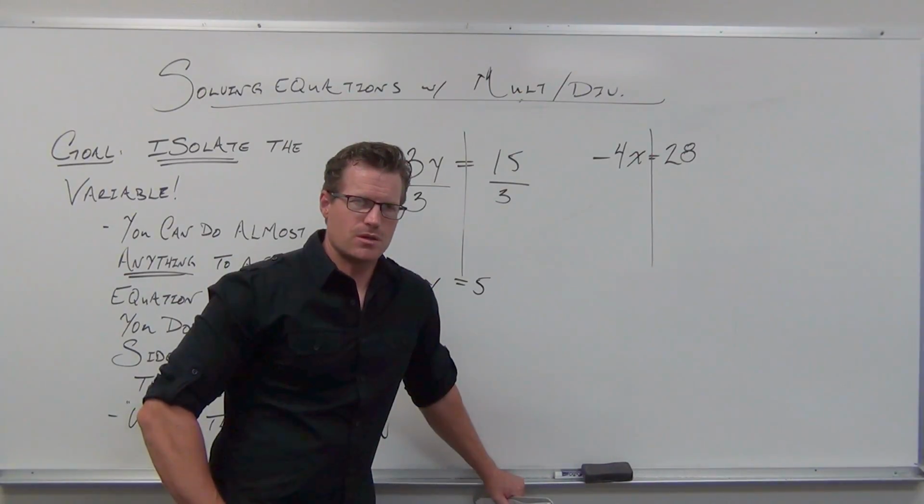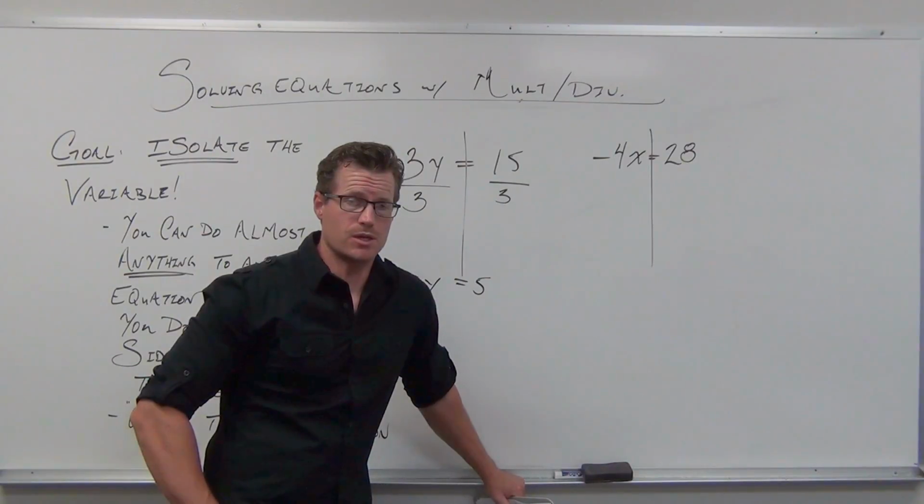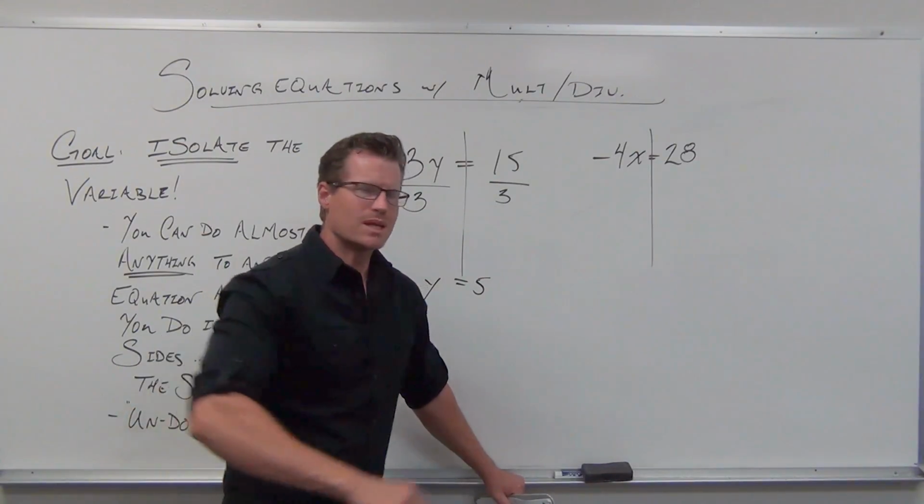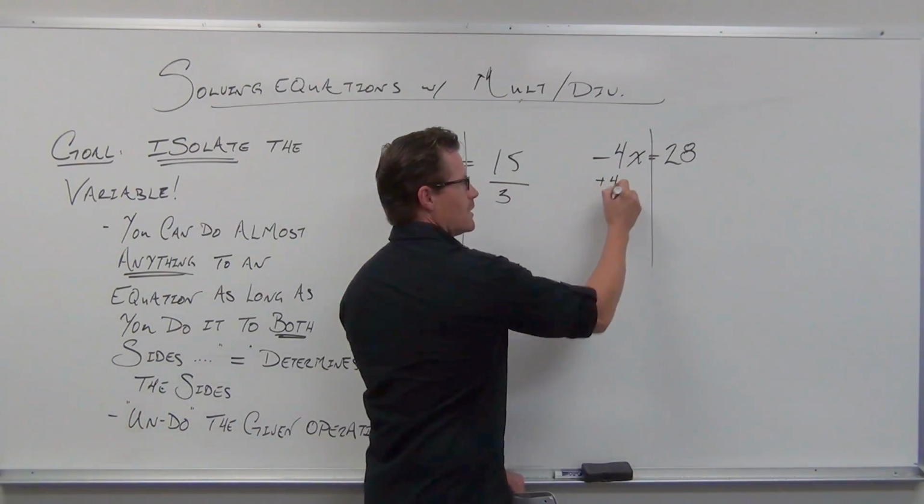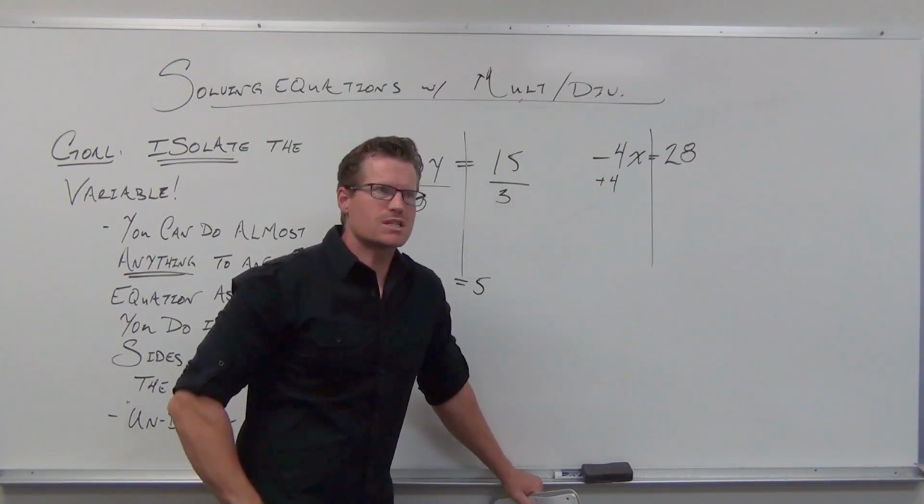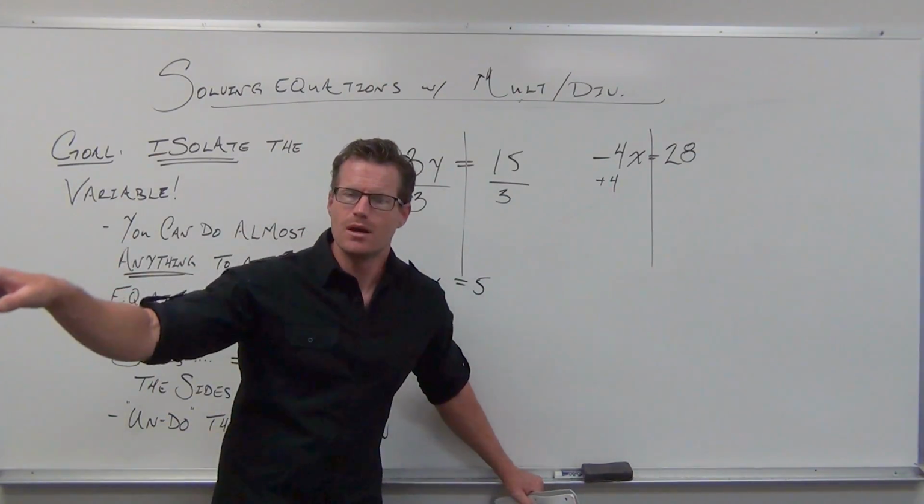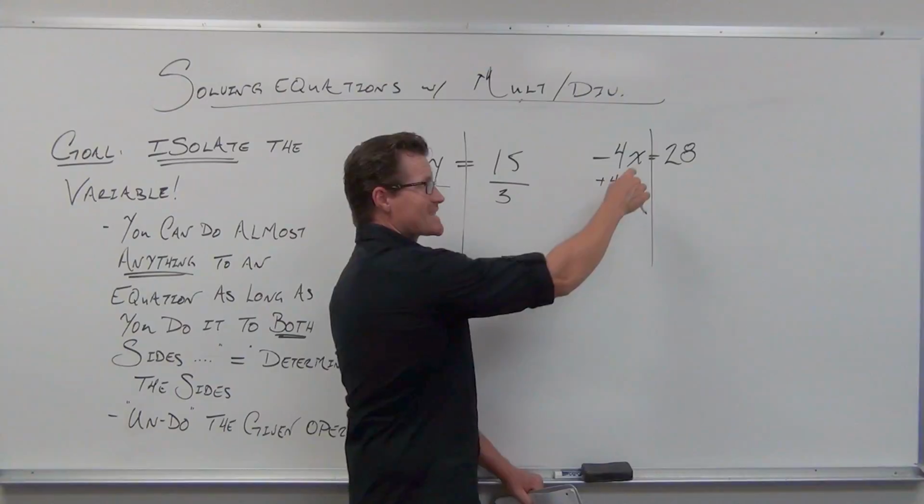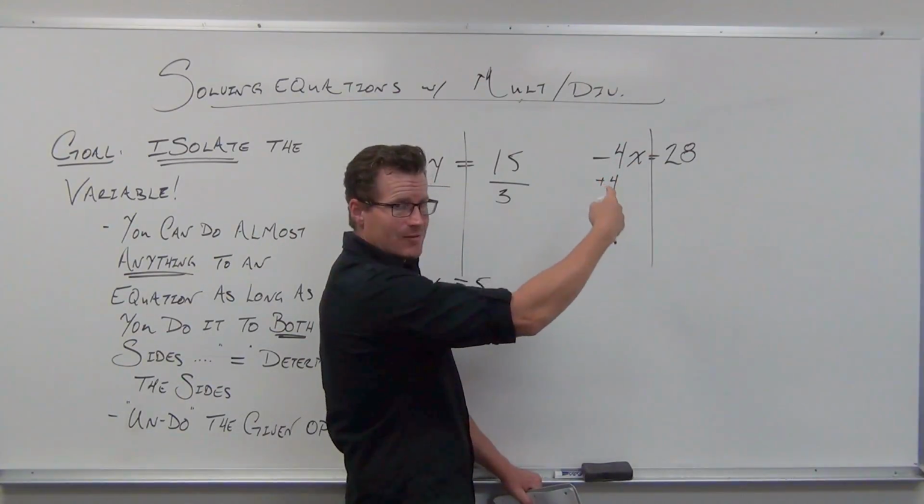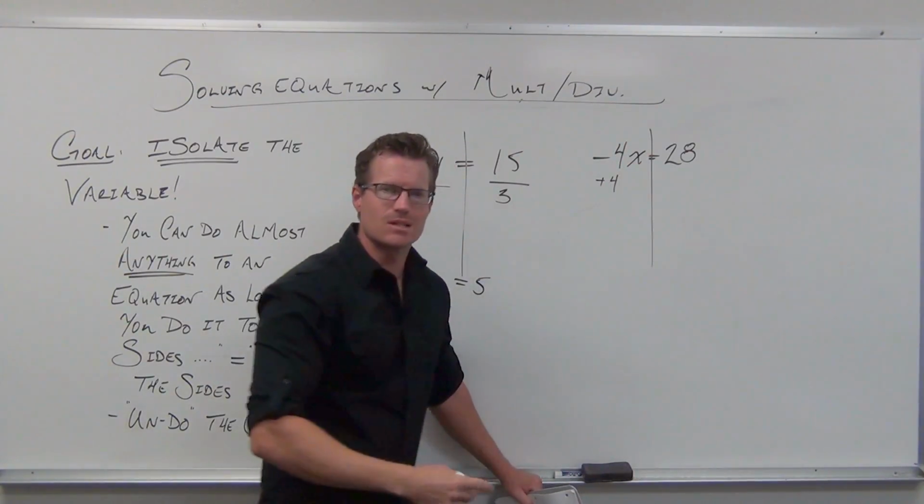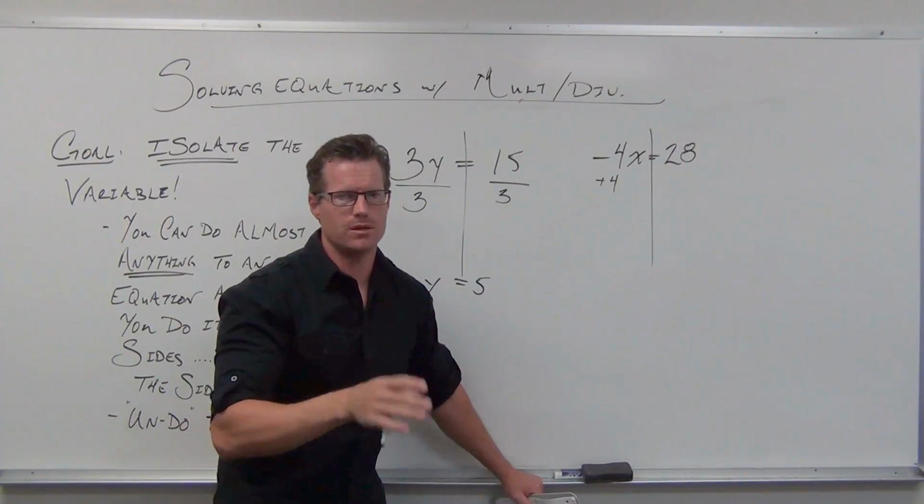Is addition going to get rid of multiplication? Is subtraction going to get rid of multiplication? What if it did? What if we let it? If you added 4, what's -4 plus 4? Sure, it's 0. What's 0 times x? 0 times anything is going to give you 0. If you let that happen, you'd get 0. You'd eliminate your x. We don't want to do that.